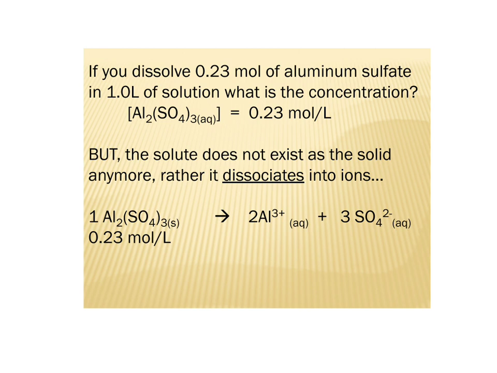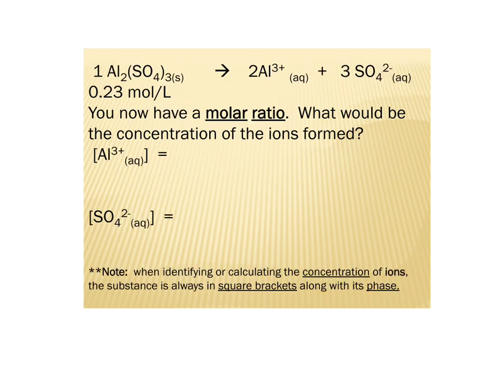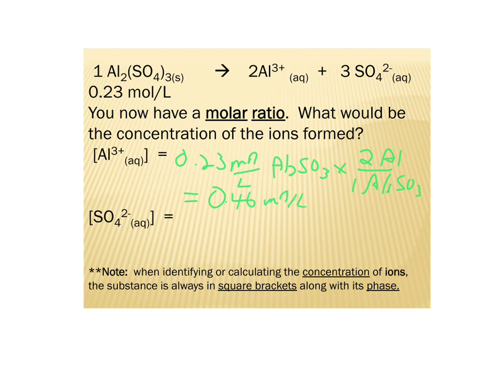So now we can do our math with our molar ratio. We start with the concentration of our compound, which was 0.23 moles per liter of Al2(SO4)3. Multiply that by our molar ratio, which in this case is 2 aluminum ions versus 1 aluminum sulfate. That will give us 0.46 moles per liter of our aluminum ions.